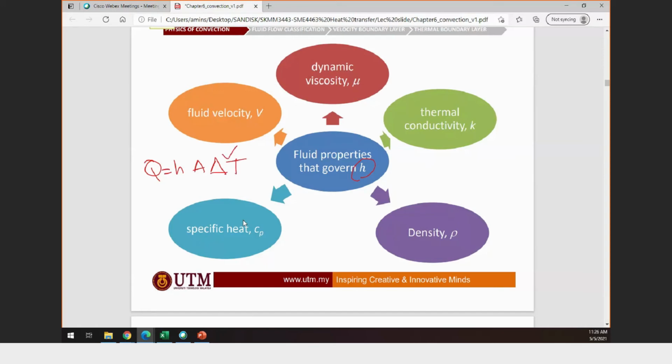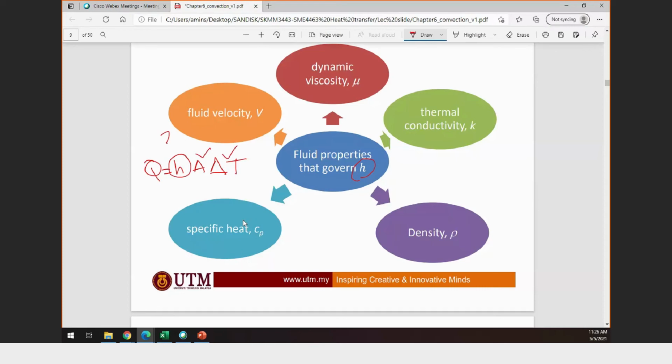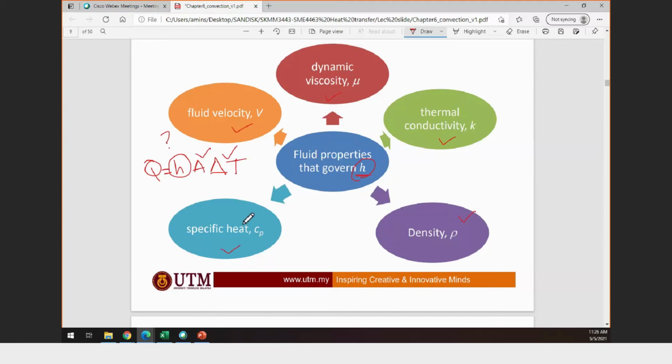You know this, but the challenge is how to find H. In order to find H, you need to know the density, the thermal conductivity, the viscosity, fluid velocity, and specific heat. So you can see the convection will be a bit more complex compared to conduction. In conduction, you just need a K value. Once you find K, you can calculate the heat transfer by conduction.